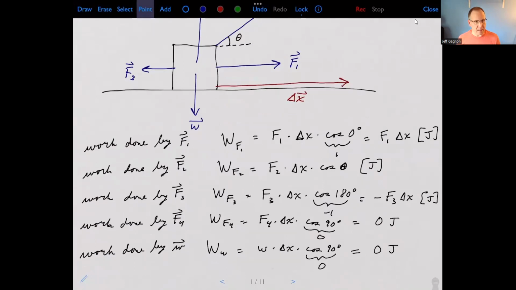Okay, so that's in general how you calculate work done by a constant force. It's always the force times the displacement times cosine of the angle, where the angle is the angle between the force vector and the displacement vector.